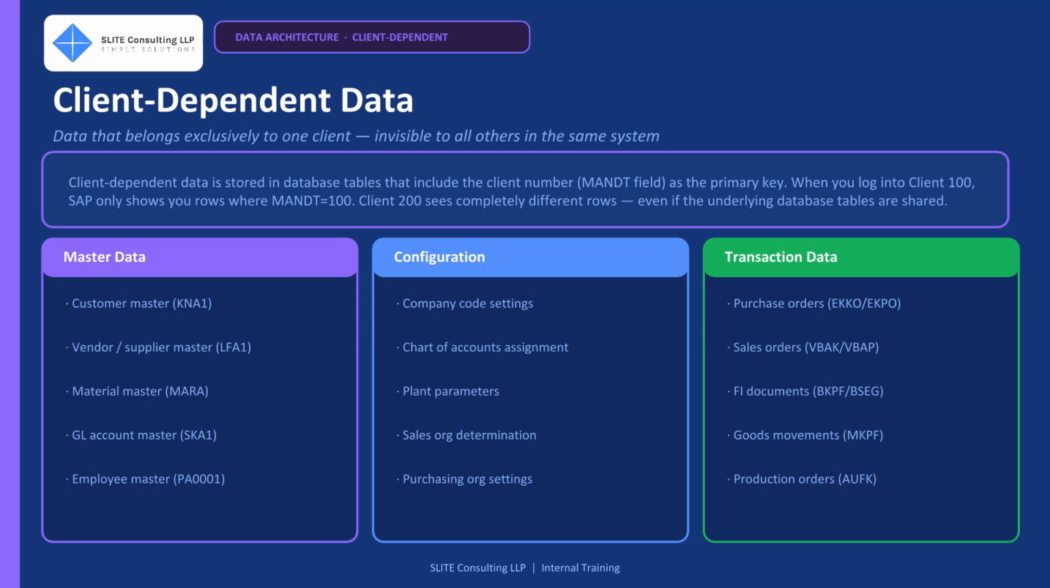Technically, client-dependent tables include the MANDT field as part of the primary key. The examples on the slide: KNA1 for customers, LFA1 for vendors, MARA for materials, EKKO and EKPO for purchase orders, VBAK and VBAP for sales orders, BKPF and BSEG for FI documents. All carry MANDT and are filtered automatically by the client you log into.